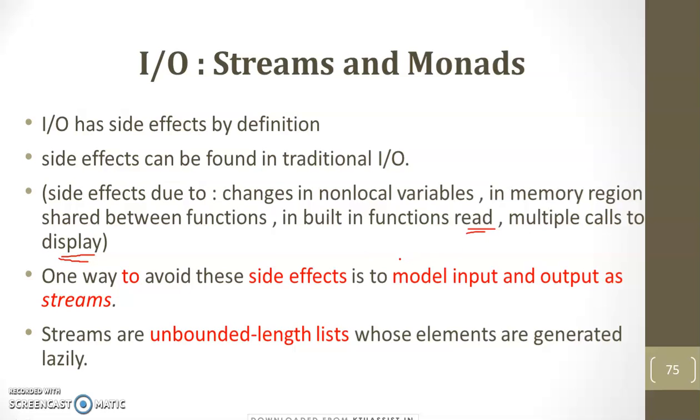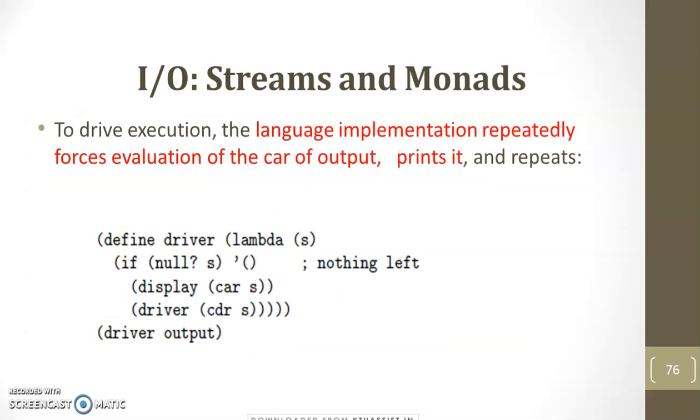So a side effect is there. Based on the value that is read, it will be displayed. One way to avoid this side effect is to model the input and output in the form of streams. So different values are being read, and based on the values that are being read, they need to be displayed on the screen. So this can be modeled based on the streams or monads. Streams are unbounded length lists whose elements are generated lazily. Only when it is required, the elements will be generated.